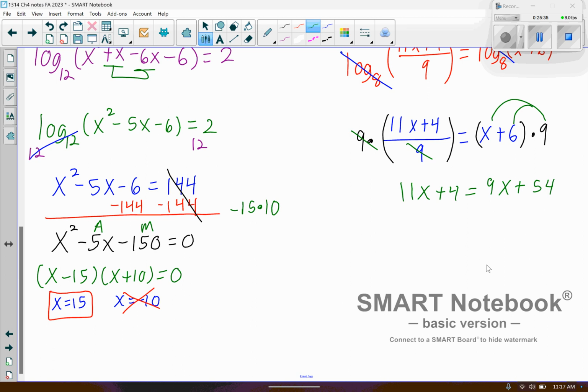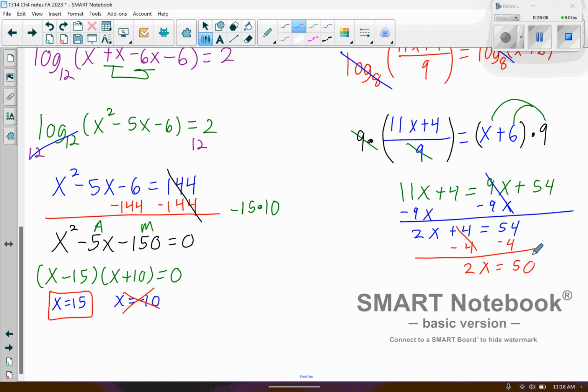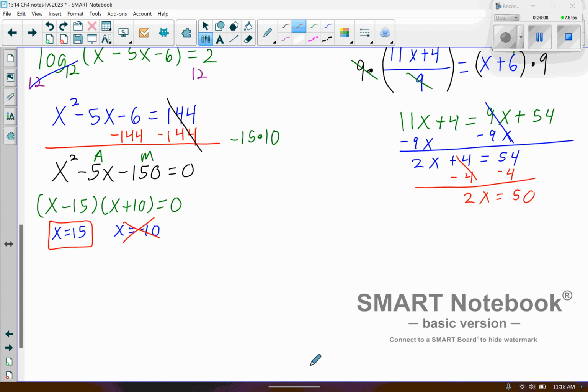And then from here, I need to solve for x. And then once I get my answer, I just need to make sure that I don't have to reject it. So let's see. We'll start by subtracting 9x from both sides. And so that'll give me 2x plus 4 equals 54. And then we'll subtract 4 on both sides. And so we're going to get 2x equals 50. And then last, we'll divide by 2, and we'll get x equals 25.